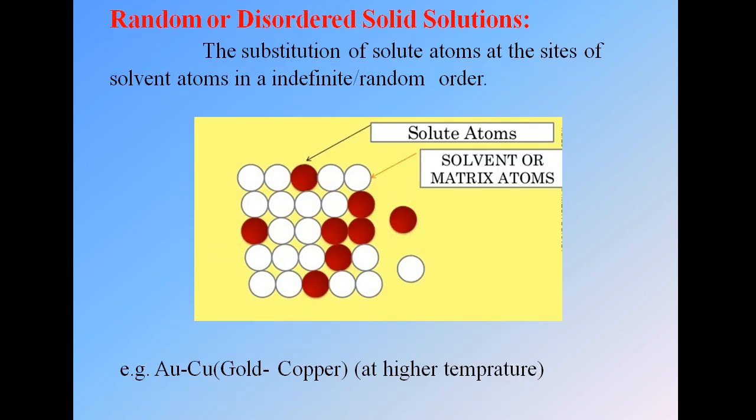Next, this is the random or disordered solid solution. What is the definition? The substitution of solute atoms at the sites of solvent atoms in an indefinite or random order. You can see in the figure also, the white spheres are the solvent, and those in orange color are the solute. So you can see the solute atoms, the orange spheres, are placed anywhere. There is no systematicness, there is no regularity.